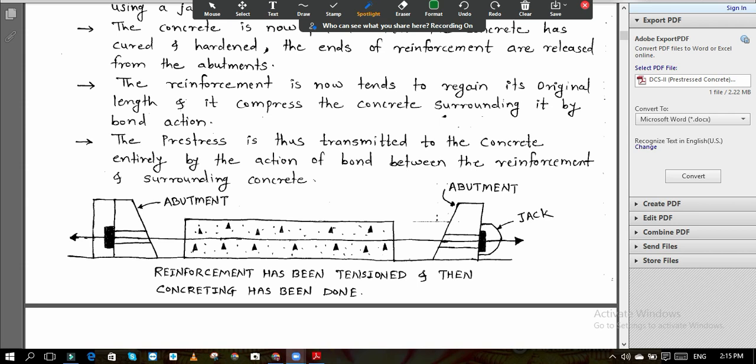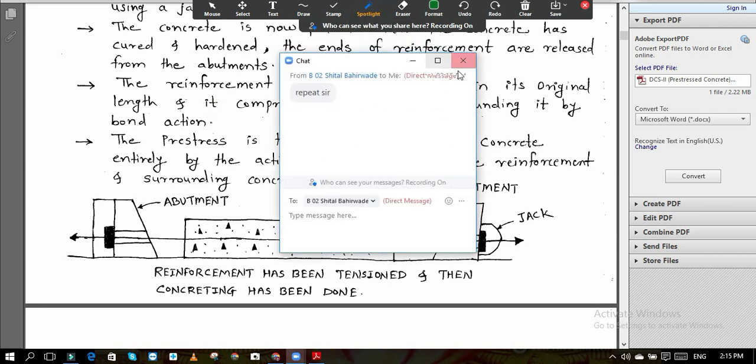Yes or no? At least tell me something now. What is to be done? Shall we move to the next point, or do you want me to repeat this pre-tensioning process once again? Why am I asking you again and again? Because it is very important. Once you understand this, then you will understand pre-stress. If you don't understand this, it is very difficult for you to understand pre-stress. It is asked in competitive examinations, and it is also in your syllabus, DCS 2. Okay, one reply is there: repeat.